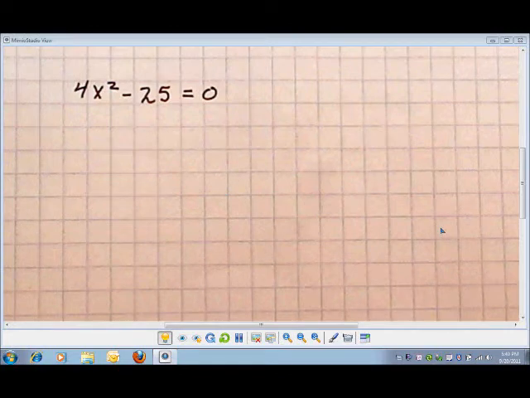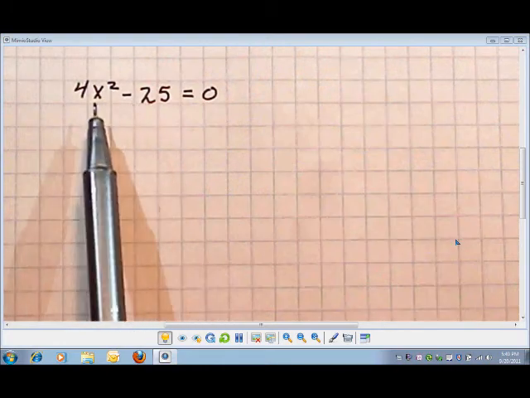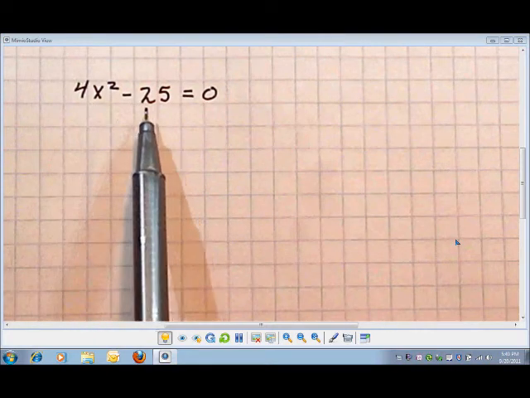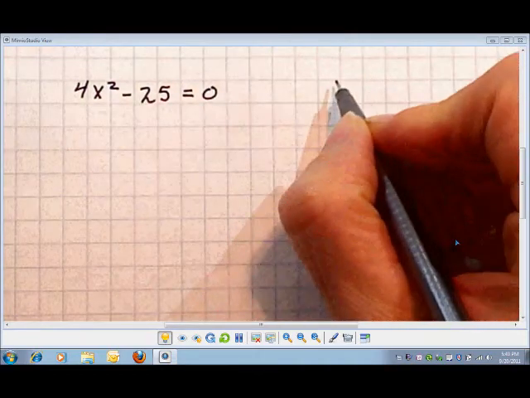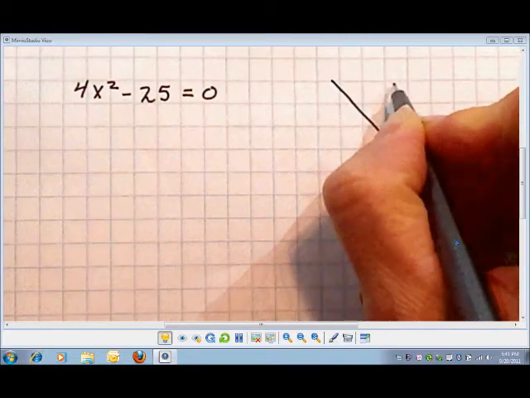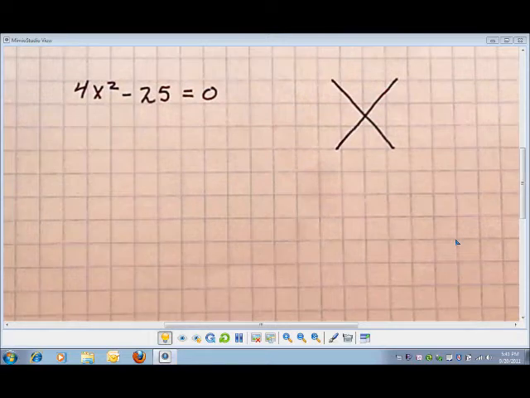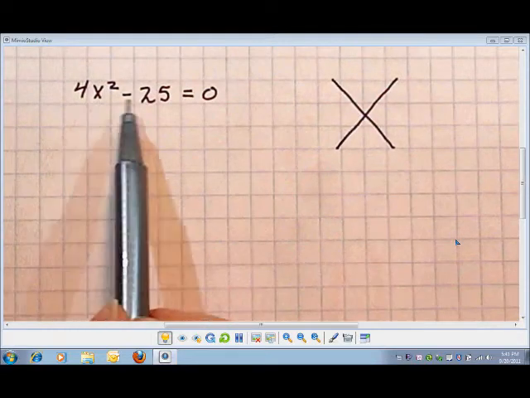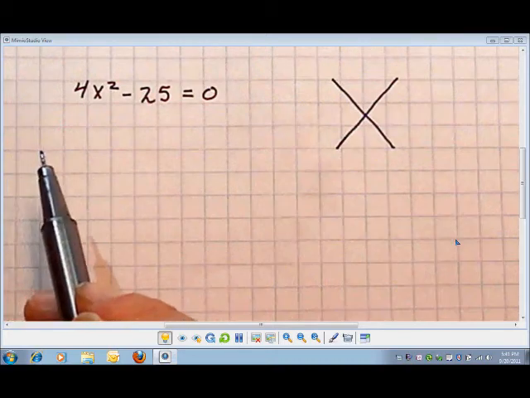Another quadratic. This quadratic is a difference of two squares. If you remember the pattern, it's very easy to factor. But if you don't remember the pattern, then you can still use this X factor method. So first we're going to ask ourselves, is there anything in common that we can factor out? And the answer is no.